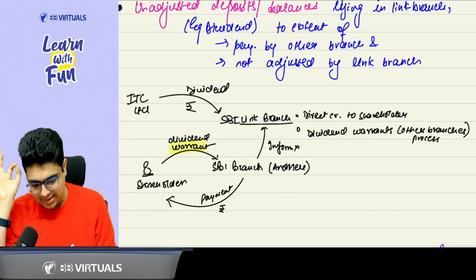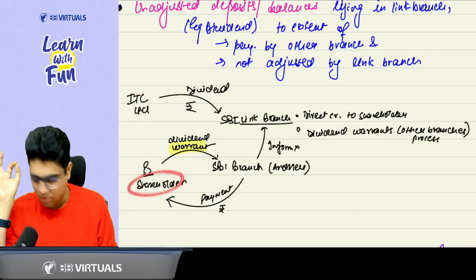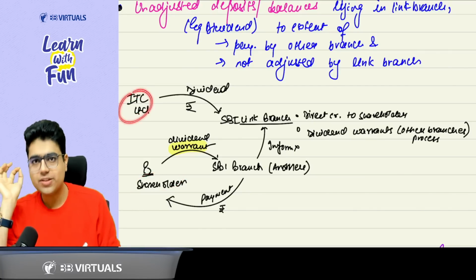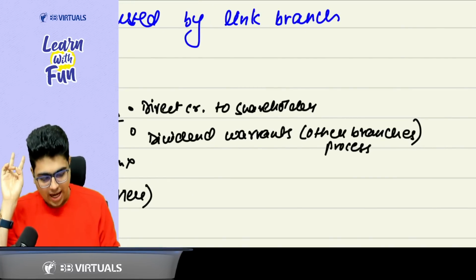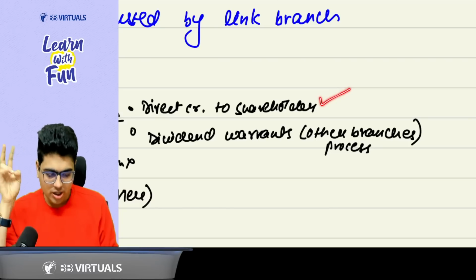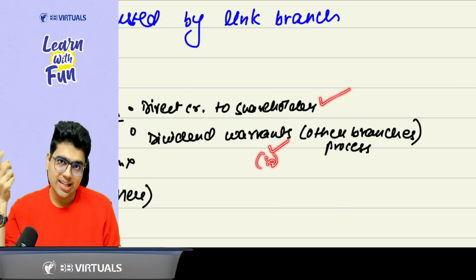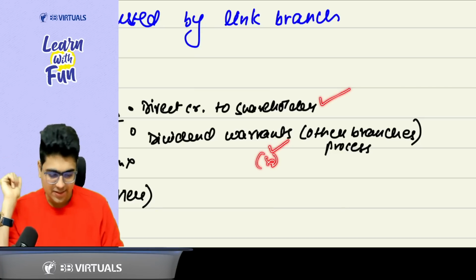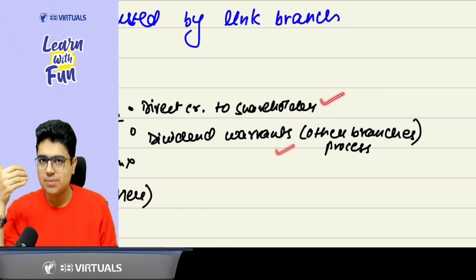Let's say ITC Limited wants to give the dividend to the shareholder. There are two ways of giving the dividend. Either give it directly as a credit to the shareholder's bank account, or ITC can also issue dividend warrants. Practically this is not applicable, but theoretically it is. So you can credit directly to the shareholder's bank account, or you can give a dividend warrant.